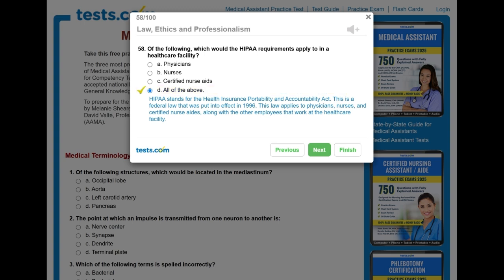HIPAA stands for the Health Insurance Portability and Accountability Act. This is a federal law that was put into effect in 1996. This law applies to physicians, nurses, and certified nurse aides, along with the other employees that work at the healthcare facility.